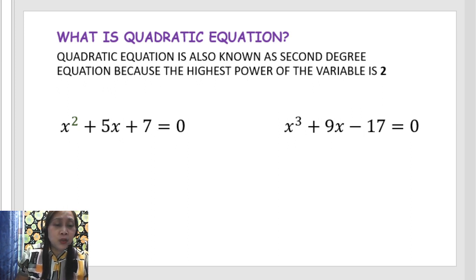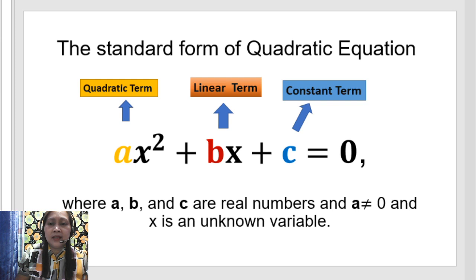Now we have here two examples of equations, and I want you to choose which of these two is a quadratic equation. I will give you 3 seconds to think and to give the answer. Time is up. Now, which of these two is a quadratic equation? Is it equation 1 or equation 2? Correct, equation 1. Why? Because the exponent of equation 1 is 2, while in the other equation, the exponent is 3. So therefore, this is not a quadratic equation.